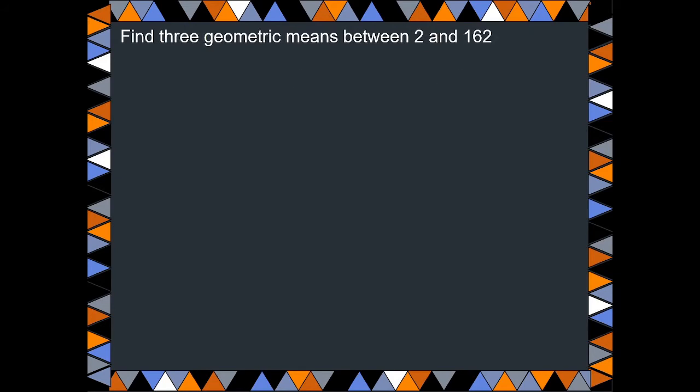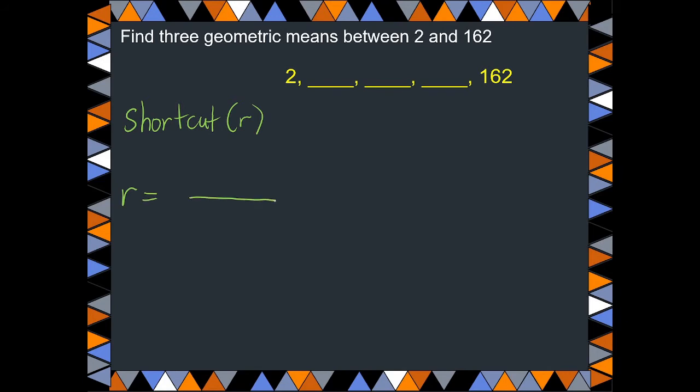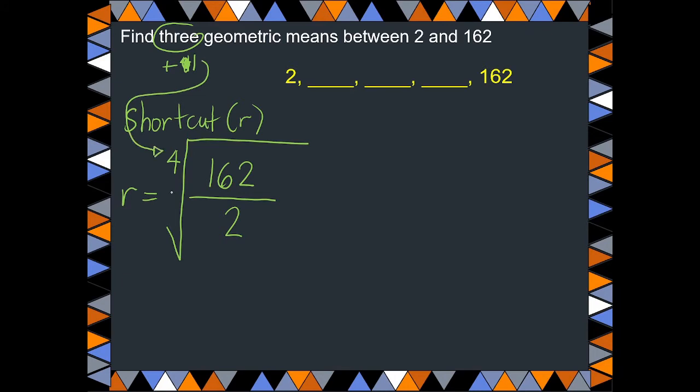Okay? Let's have our last example about geometric means. Okay, 3 geometric means this time. So, I'll be having 3 blanks there. So, again, my shortcut. This is the shortcut for solving r. What are you going to divide? 162 over 2. And what will be the index here? 4. It's because 3 plus 1 will give us 4.